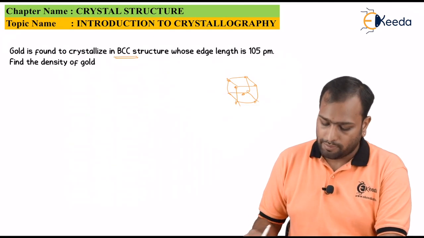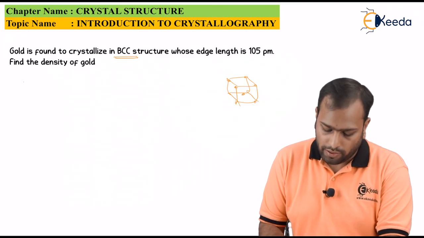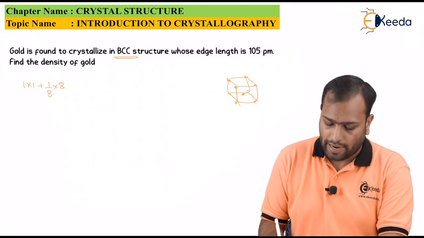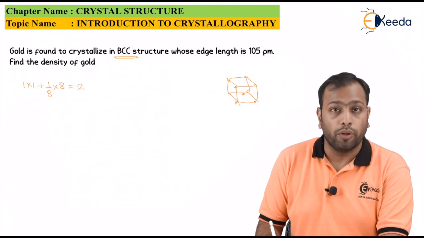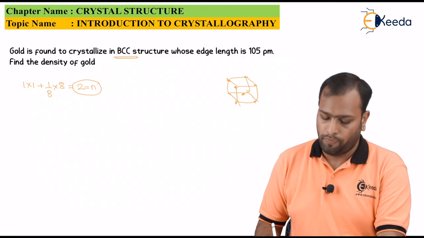Now, the total number of atoms in this structure is the entire atom contributing as 1 in the center plus 1 by 8 share of 8 atoms. That would give me 2. So this is the number of atoms present in the entire unit cell.